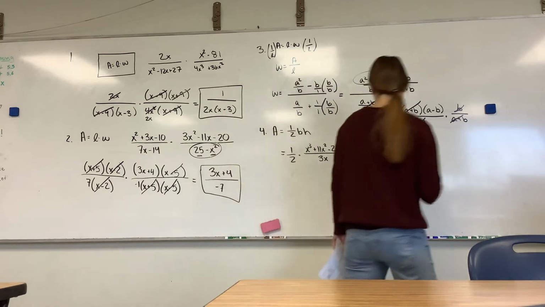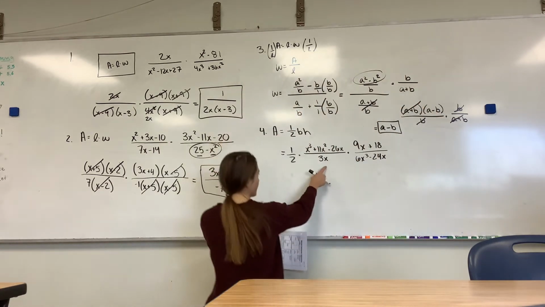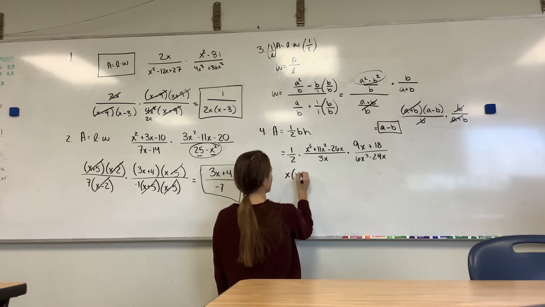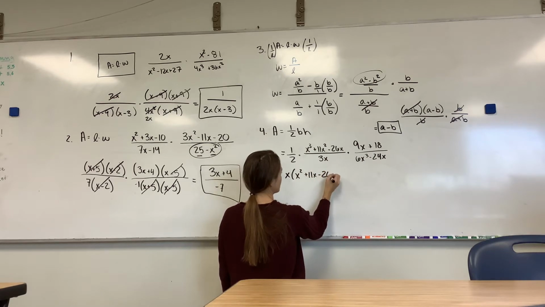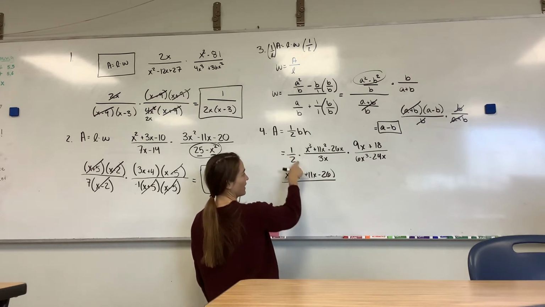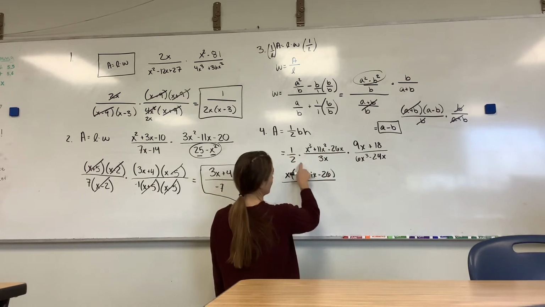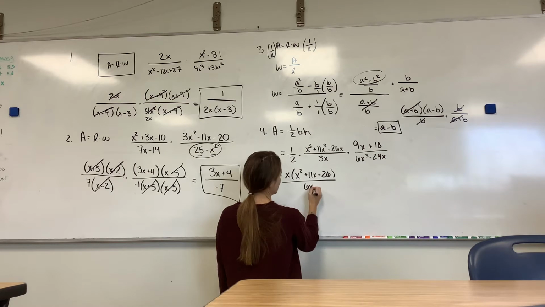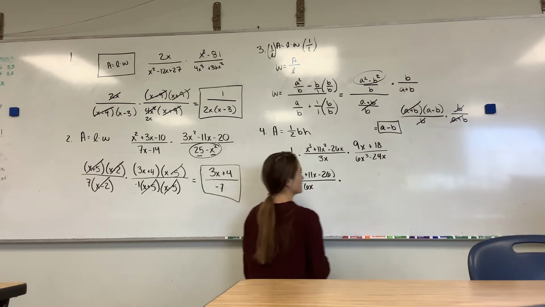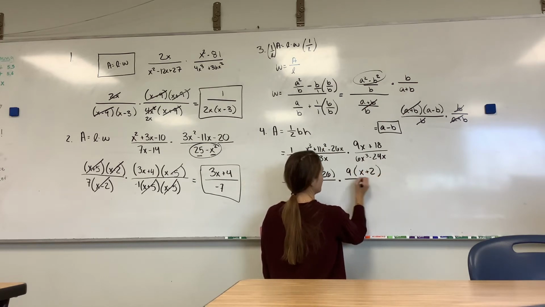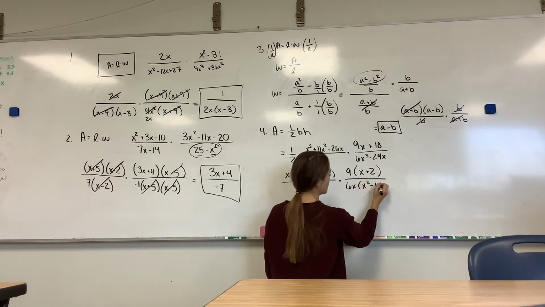So if I simplify this one here, I'll take out an x, and then I'll be left with x squared plus 11x minus 26 all over, I'm going to multiply this 1/2 in, because 1 times all of this is 1. 2 times 3x is 6x. Times, and here I'm going to take out a 9, and I'm left with x plus 2. And on the bottom, I'm going to take out a 6x, and I'm left with x squared minus 4.